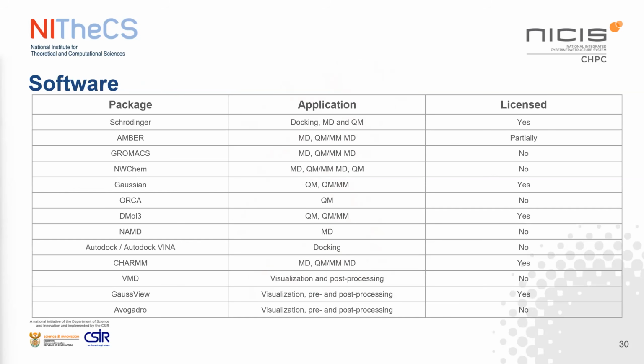Just to round up here, what software can you make use of to do these different types of studies? Schrödinger is one, and for the purpose of this course, we will be using Schrödinger. But there's also Amber, GROMACS, NWChem, Gaussian, ORCA, DMol, NAMD, AutoDock, CHARMM, and then your visualizers are VMD, GaussView, and Avogadro. GaussView is licensed, but VMD and Avogadro are free. Those are things you can use to visualize your molecules.